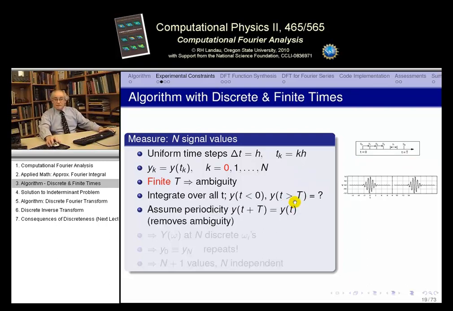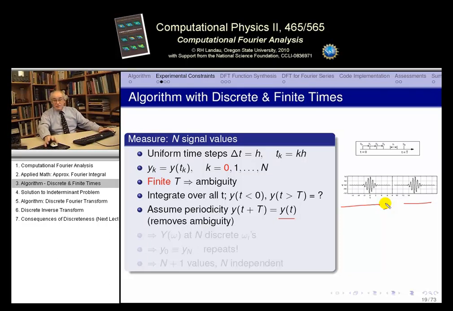So the basic assumption is periodicity. We'll assume that the function we've measured over time period capital T just repeats again and again, like we have here, every capital T. Okay? That removes one ambiguity. Then we know what the function is all the way out to infinity, and we know what it is all the way out to minus infinity. So we've solved that problem.